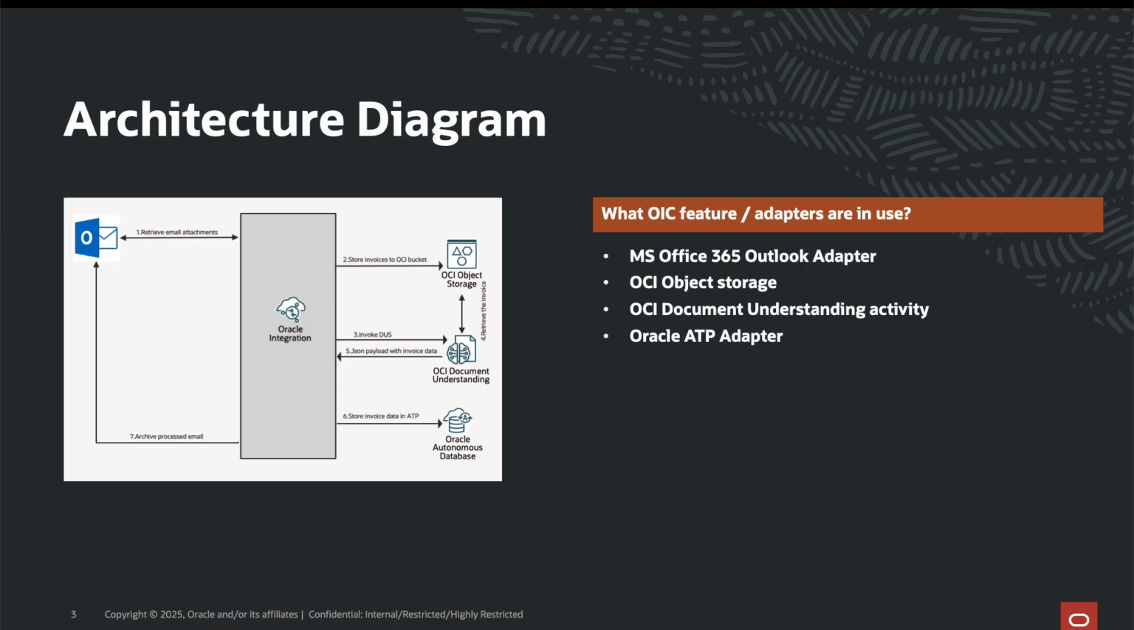So of course, the Document Understanding action is something we are using in this solution. But as we do the walkthrough, we will also take a look at how OIC is using the Office 365 Outlook adapter to access the Outlook email and do all the email extraction and attachment extraction sort of activity. And we are also, of course, using the object storage action to store those documents, and the Oracle ATP adapter to access the database. So let's get to the OIC console now.